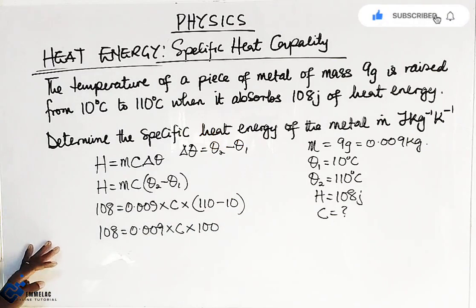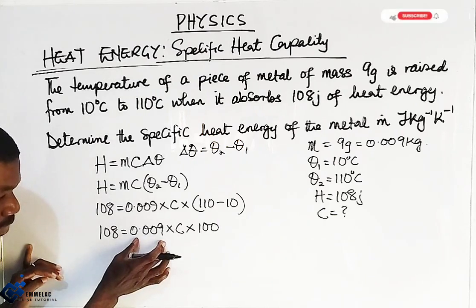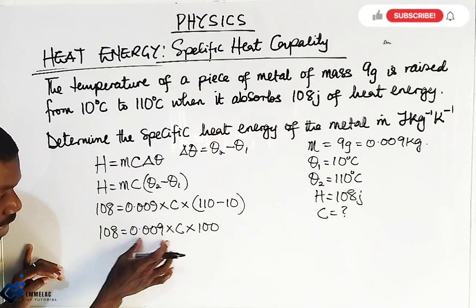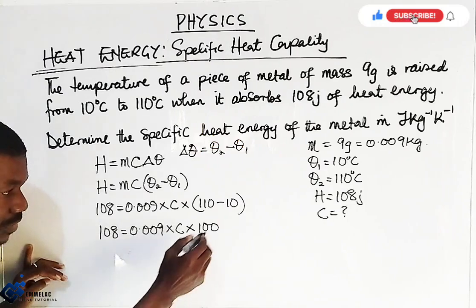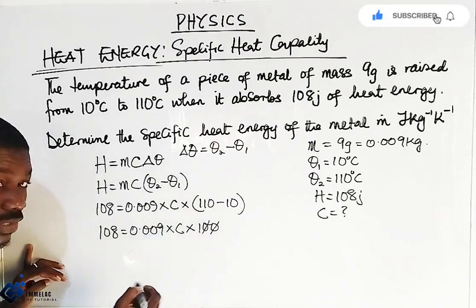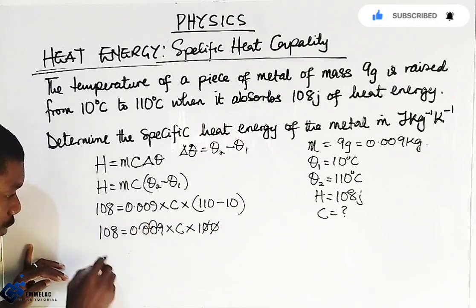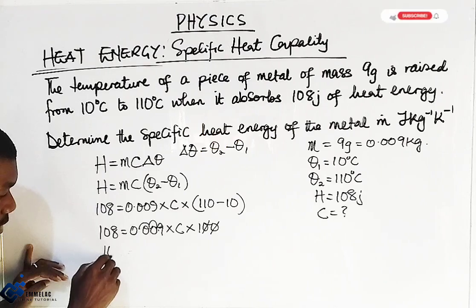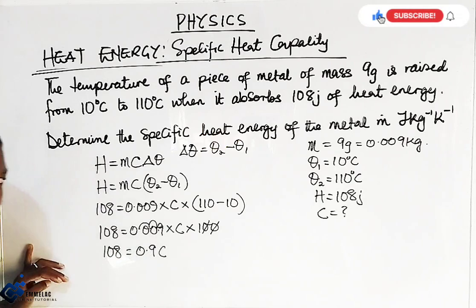Now, a quick one. Since C is what we're looking for, we can actually multiply 0.009 times 100. Since we are dealing with just zeros, cancel these, that is 2, take your decimal 1 and 2, so we are left with 108 equals 0.9 C, right?